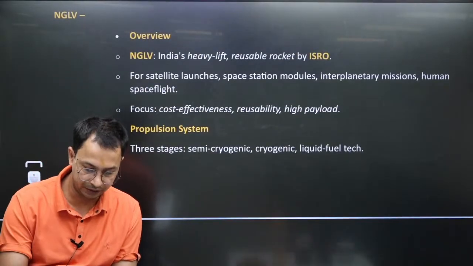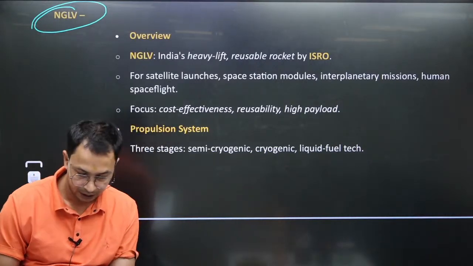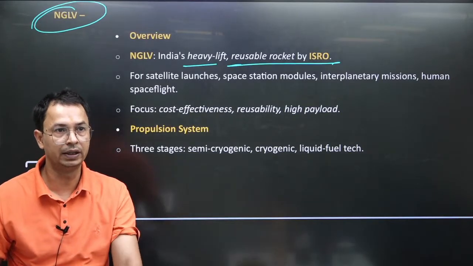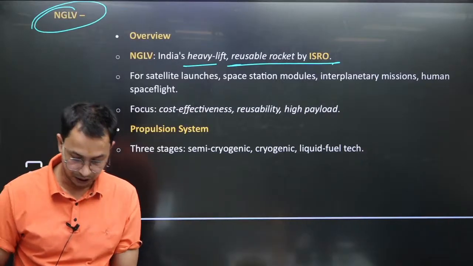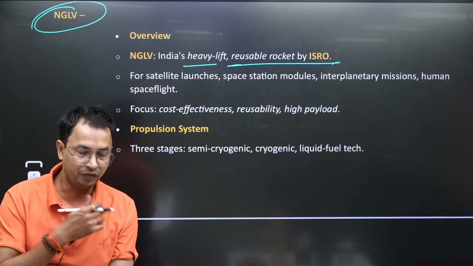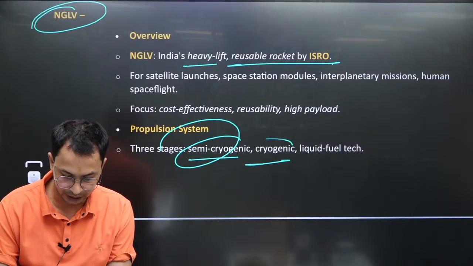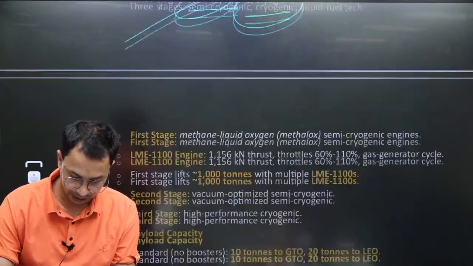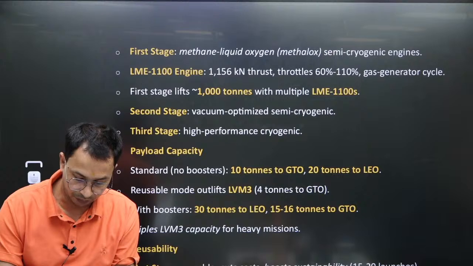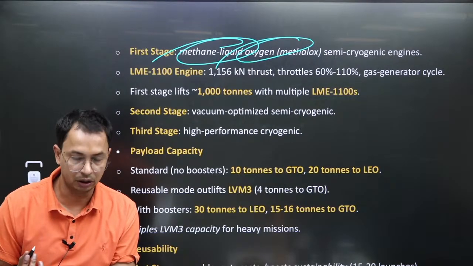Then the next launch vehicle is NGLV, next generation launch vehicle. NGLV is our heavy lift launch vehicle, and its first stage is reusable. For the NGLV, its first stage is reusable, second and third stages are not reusable. In the NGLV, for the first and second stage we are using the semi cryogenic engine, and for the third stage we will use the cryogenic engine. And when we will be using the semi cryogenic engine, our fuel will be liquid methane, and oxygen will be the oxidizer, and we will call it methalox.